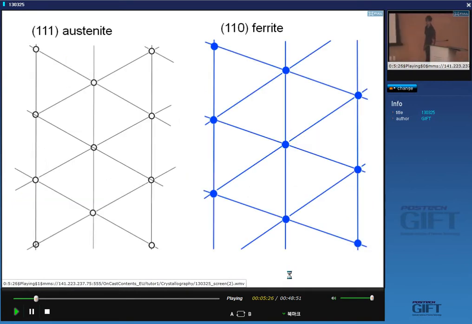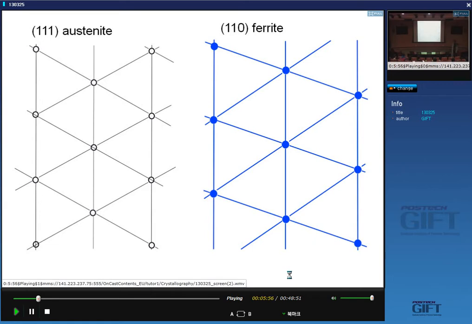So this is just the same planes drawn out a little bit more. Here we have the hexagonal arrangement of atoms on the close-packed plane of austenite. Perfect hexagon. These angles are all 60 degrees. And these are our close-packed directions, the 110 type directions, which you saw in the previous slide.